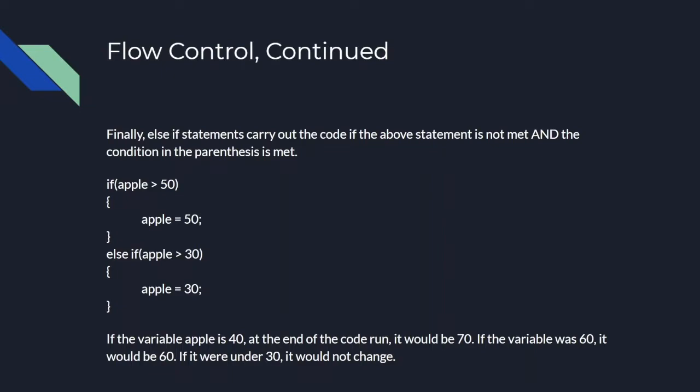Finally, else if statements carry out the code if the above if statement's condition is not met and its own condition in parentheses is met. So in this case, if apple is greater than 50, it will be set to 50. But if it's not greater than 50, but it's also greater than 30, like 40, then it will be set to 30. However, if it's not greater than 30, like 20, it won't be touched. Keep in mind that if it's 60, then it will be set to 50.